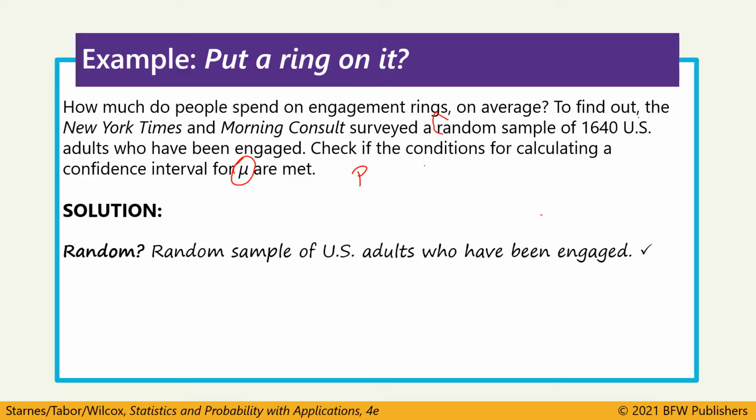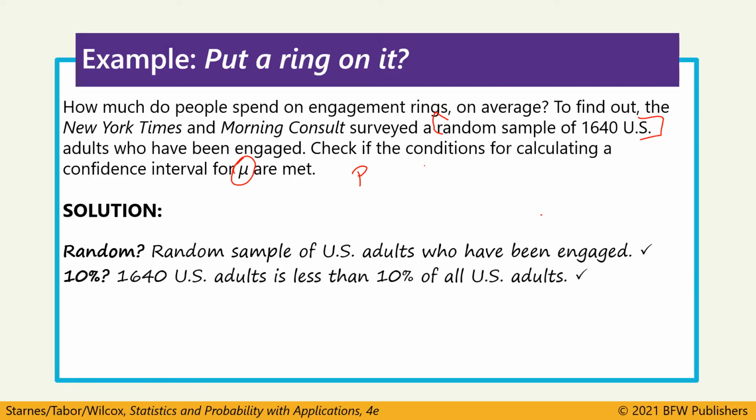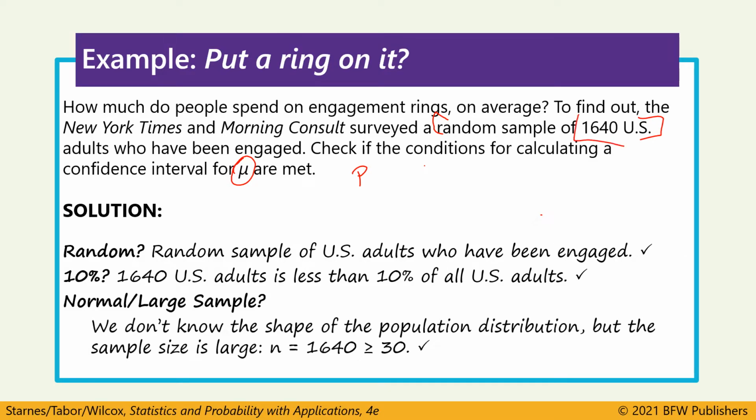So for the conditions, we need a random sample, which is what we have because it's stated right here in the problem. Those 1,640 US adults are less than 10% of all US adults. And different from the last section where we checked np and nq, this time we need to either have a population that's normally distributed. It doesn't say anything about that in the text of the problem. However, this sample size is large enough because it's bigger than 30, where the central limit theorem will apply and our sampling distribution will be approximately normal.